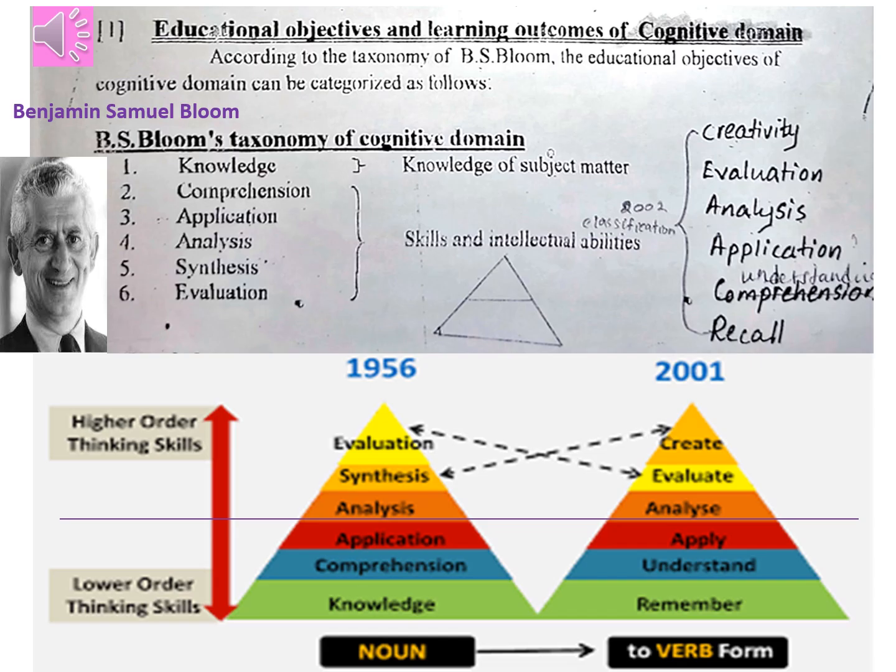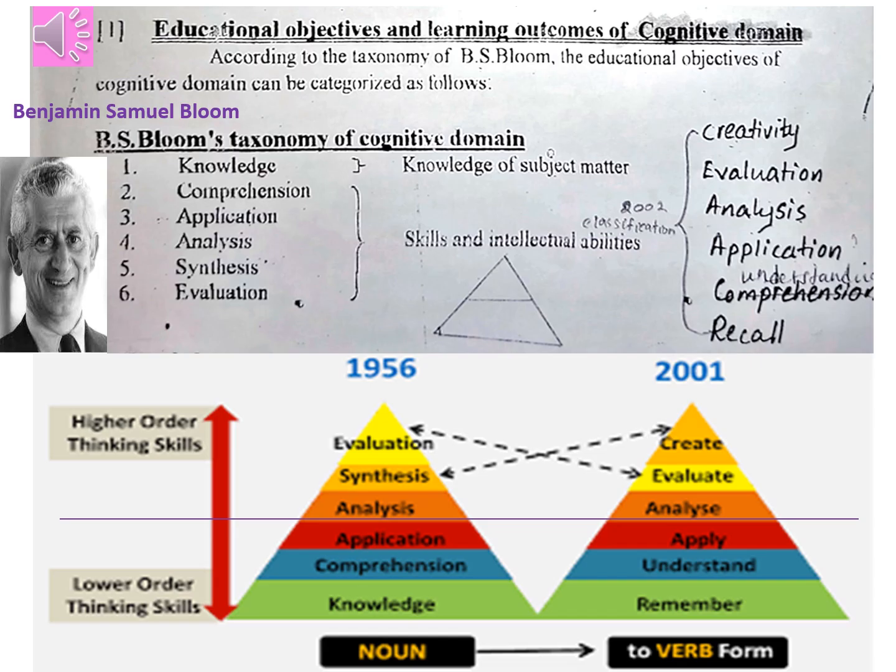Then the comprehension. Once you have the knowledge, you should be able to understand what you have learned, right? That is important to develop your knowledge. First, the base is the knowledge of subject matter. Then you should be able to understand what you have learned. Third step, application. That means you should be able to use your knowledge of the things that you have understood in day-to-day life, in the practical life, right?